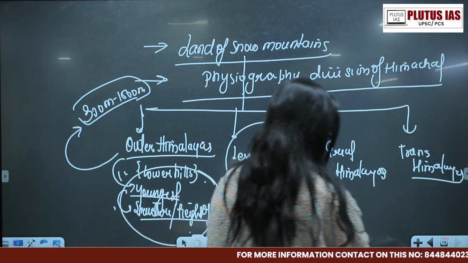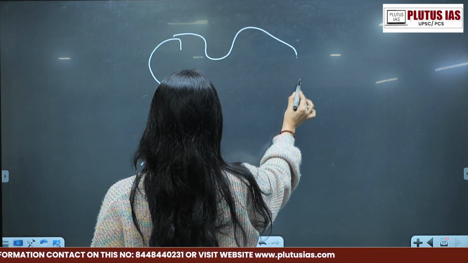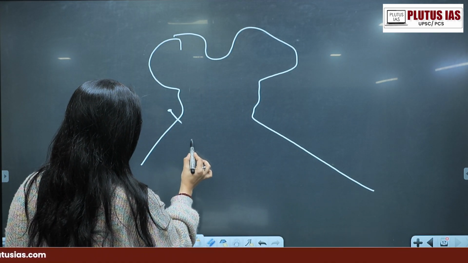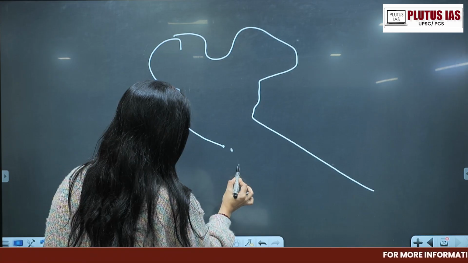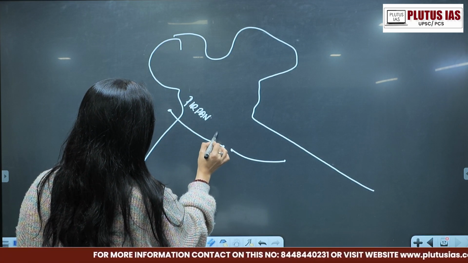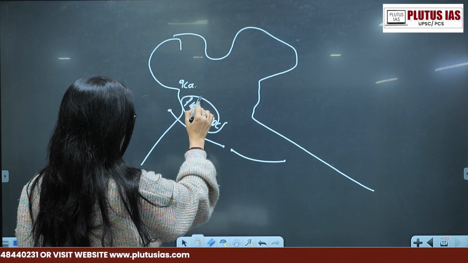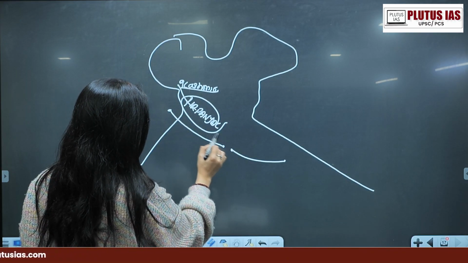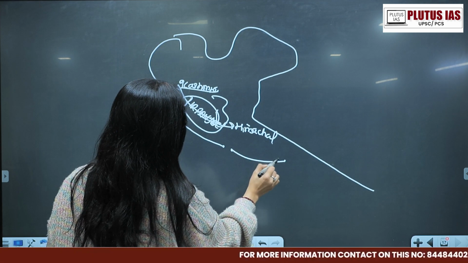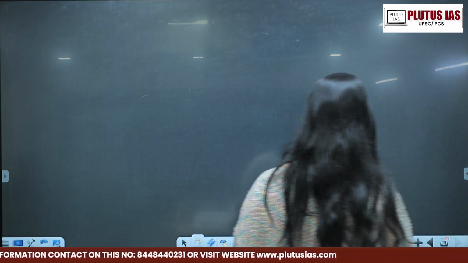So if I tell you roughly how the Pir Panjal ranges are placed, you can see the Pir Panjal range is starting from here, and then you have the Dhauladhar range, right? Pir Panjal is also covering Jammu and Kashmir, and then Himachal also. This is what you have to understand in this.